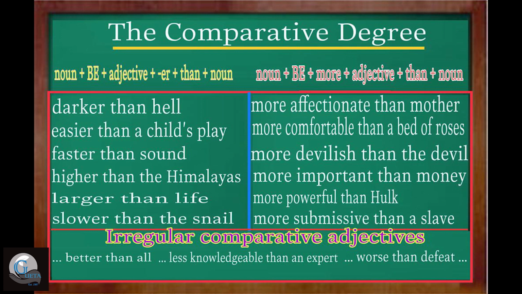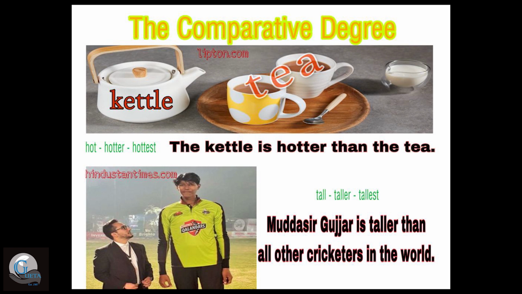The comparative form of the adjective is followed by the conjunction "than". Don't mistake it for the adverb "then". Consider these examples of the comparative degree.